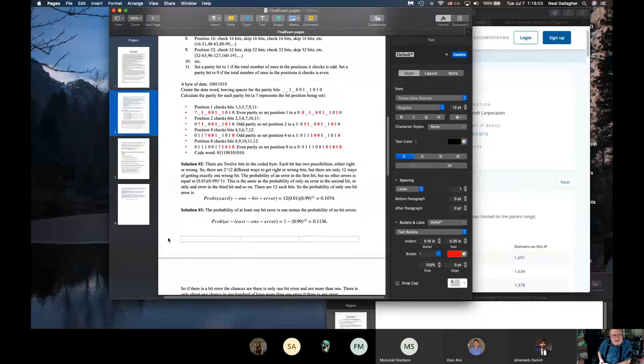Now I'm looking at this, and I'm asking you the question here: is this right? If we were getting the first bit in error and the rest of the bits correct, that would be 0.01 times 0.99 to the 11th. And then we have 12 different ways that can happen, because there are a total of 12 bits in the Hamming message. So I have here that the probability of exactly one bit error is this right here.